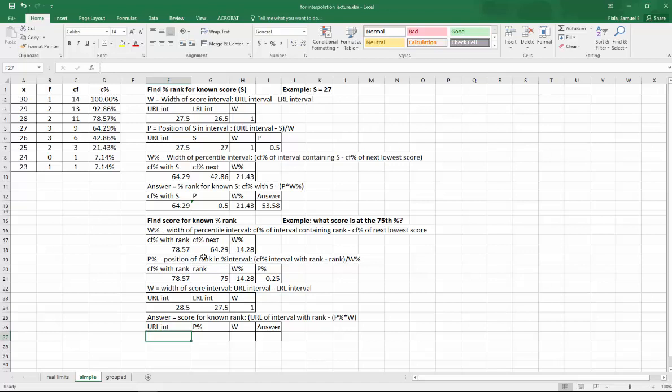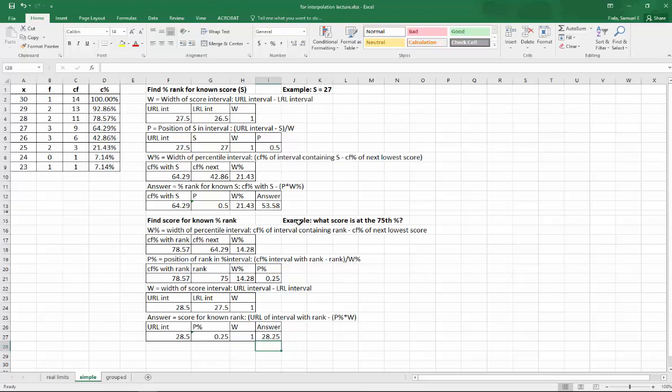So the answer for the score. We have the upper real limit of the interval. So the interval it's in, it's somewhere in that 28 category, which the upper limit of that is 28.5. We calculated the position to be about a quarter of the way up. The width of that interval is 1. So then the answer is just equal to the upper real limit minus the position times the width. So 28.25 is at the 75th percentile. Okay.